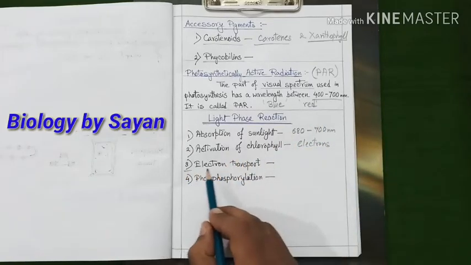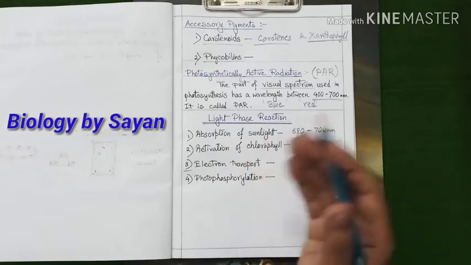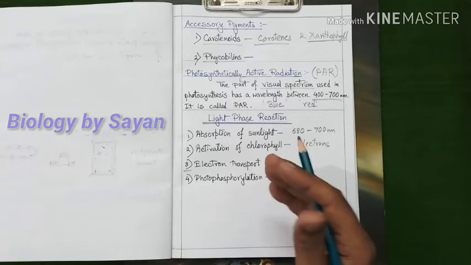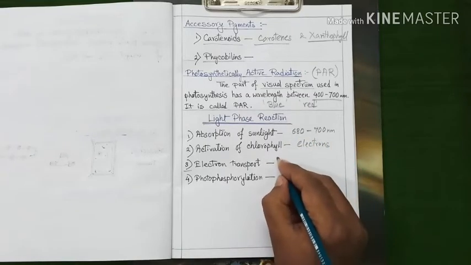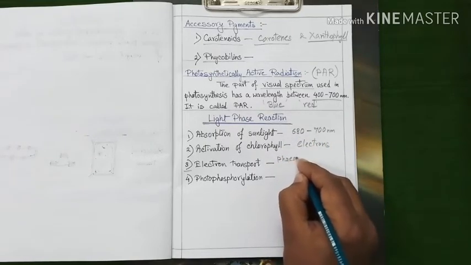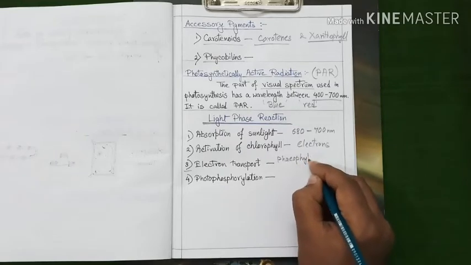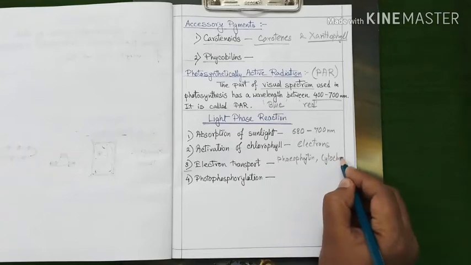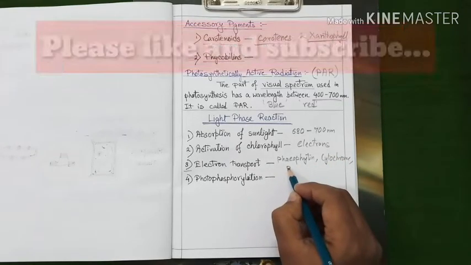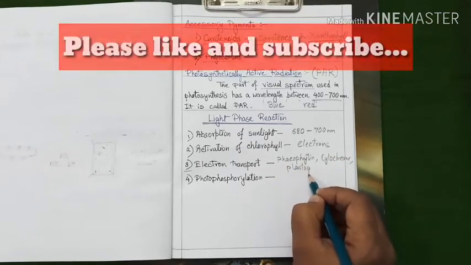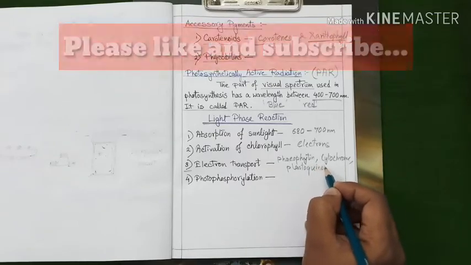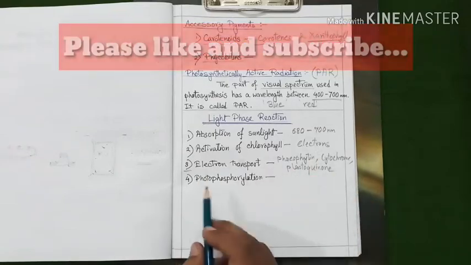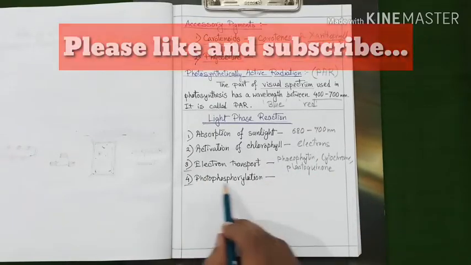Then the third point is electron transport. The electron released by the excited chlorophyll is then accepted and carried forward by several electron carriers like pheophytin, cytochrome, plastoquinone, etc. The next and fourth phase of light phase reaction is photophosphorylation.